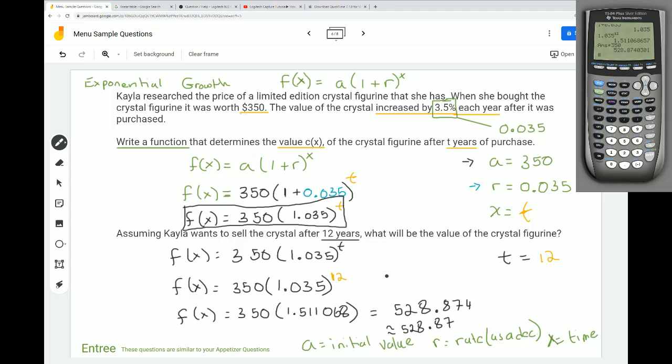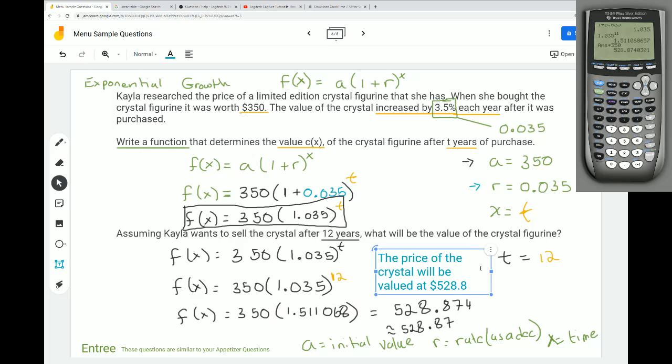So now the question is, what does this value mean? We're going to type an explanation. They're going to write in an explanation. The price of the crystal will cost, or will be valued at, $528.87, or approximately $528.87.